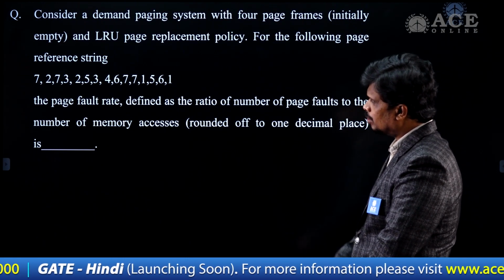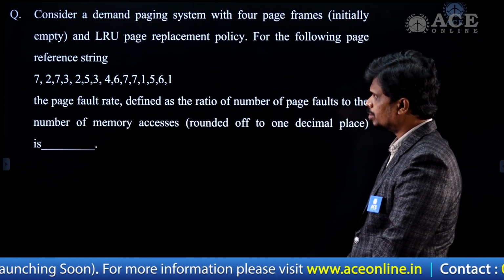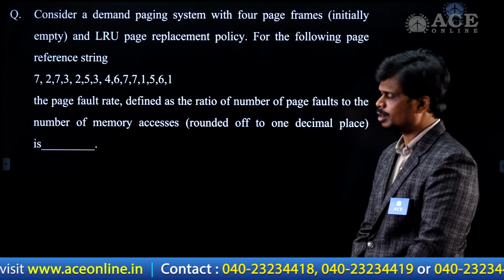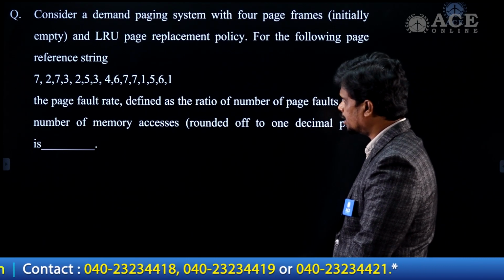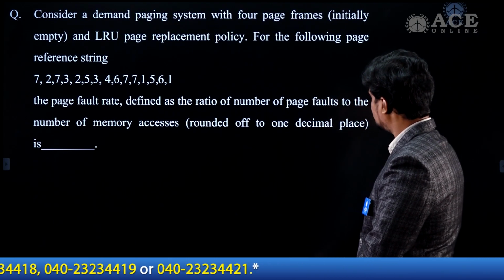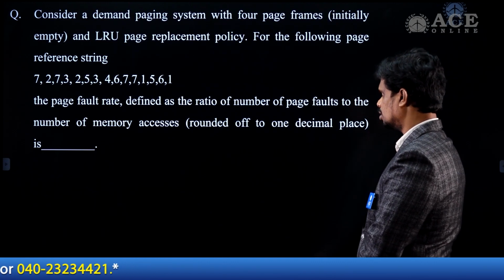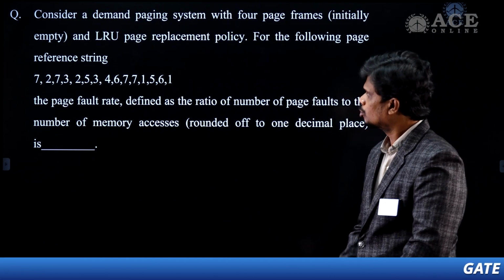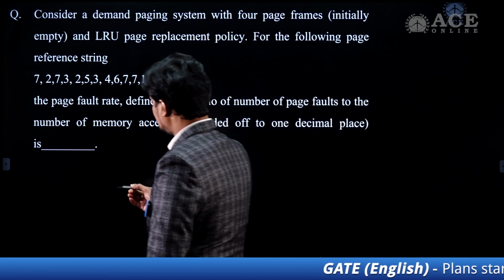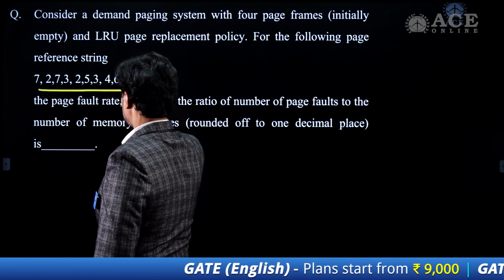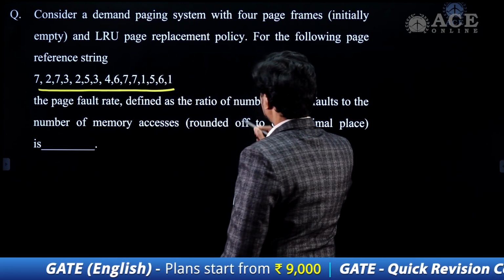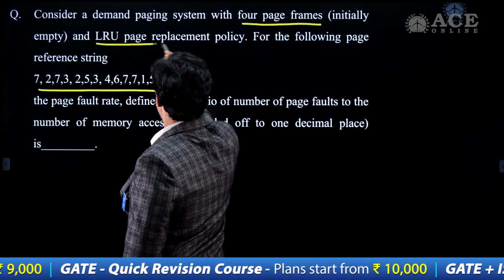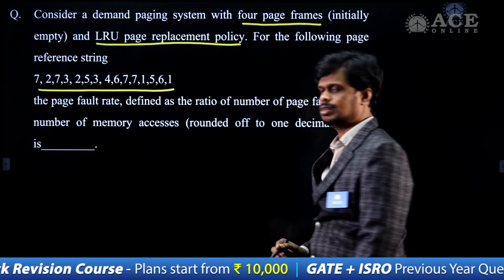So what is the given following page reference string here? 7 2 7 3 2 5 3 4 6 7 7 1 5 1. The page fault rate, defined as the ratio of number of page faults to the number of memory accesses, rounded off to 1 decimal place, is dash. So here it is clearly mentioned that the memory is having 4 page frames and we are using LRU page replacement policy. So these are the highlighted things here, right?